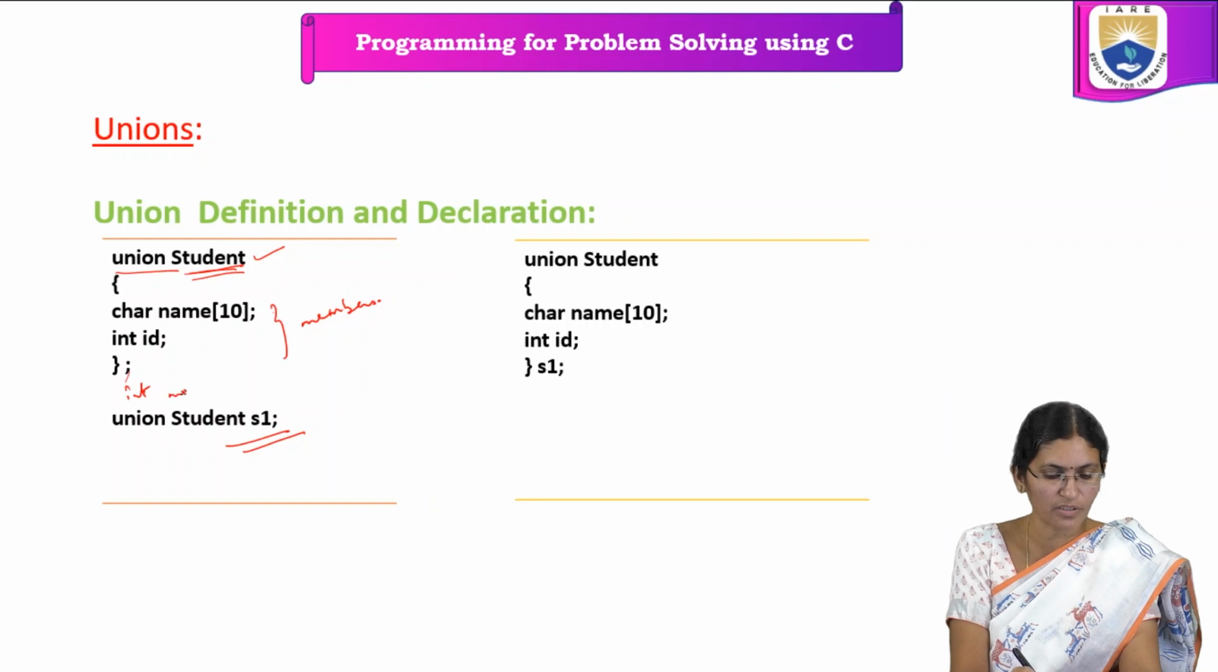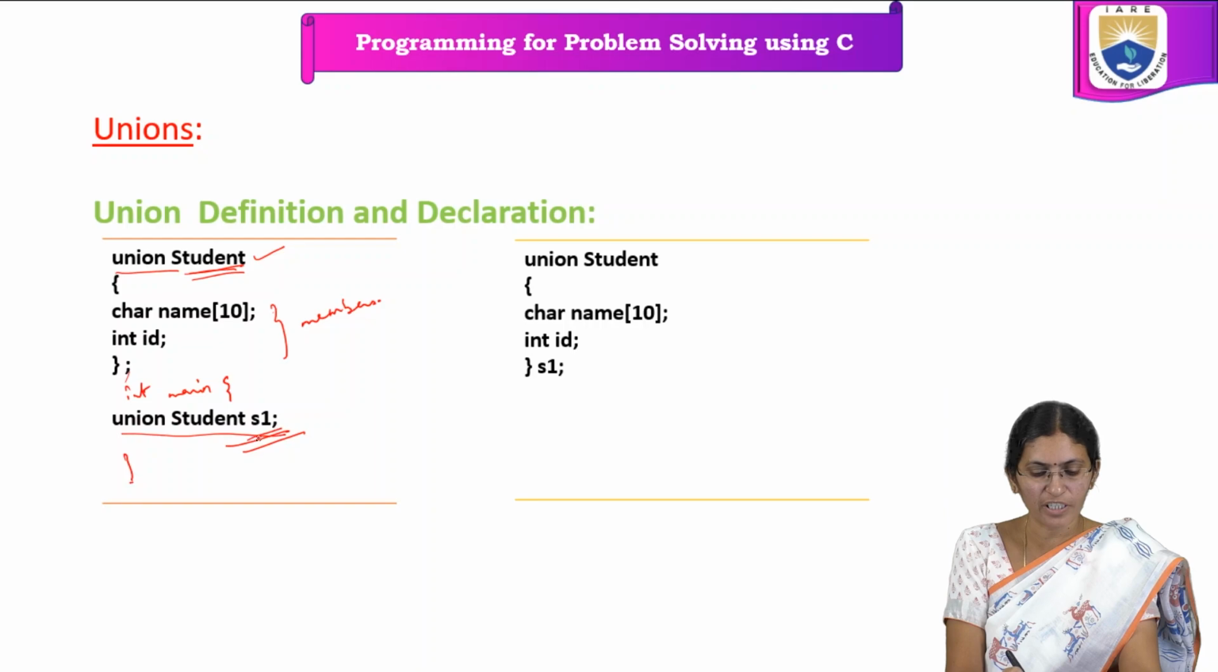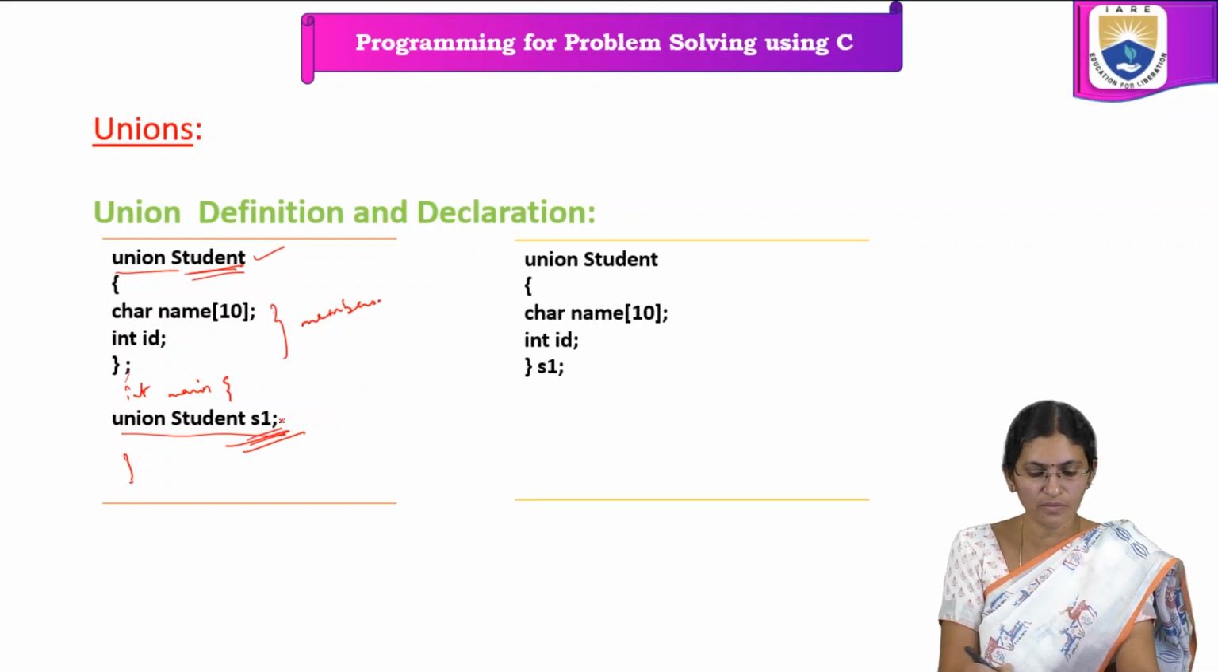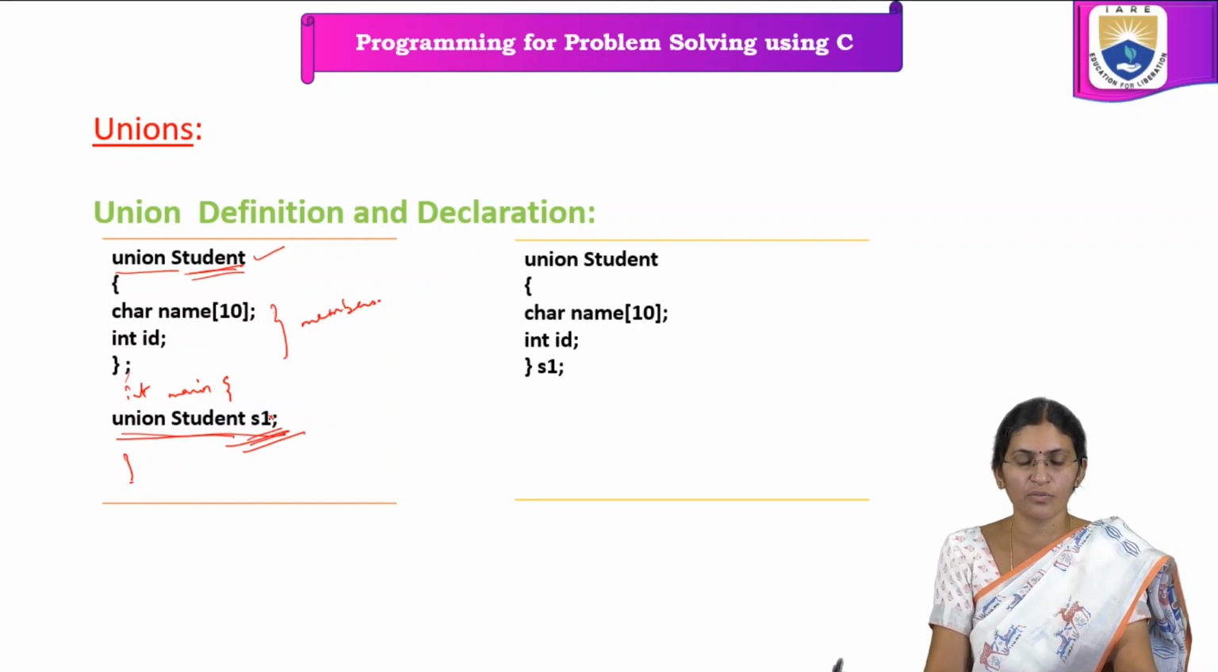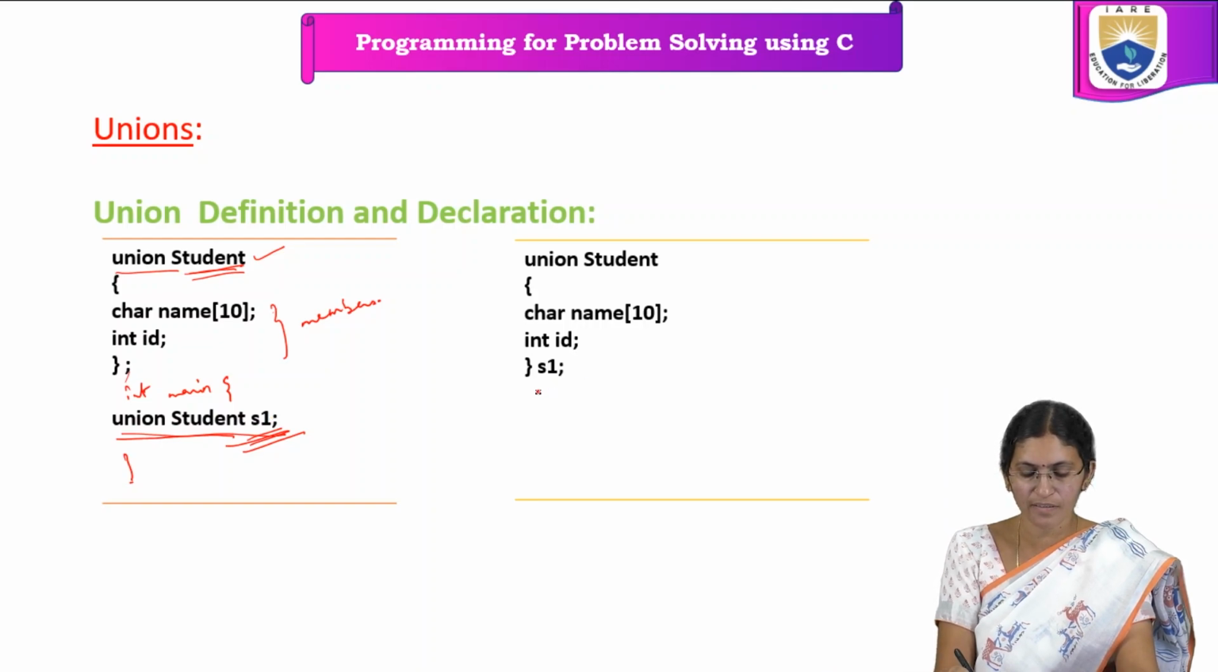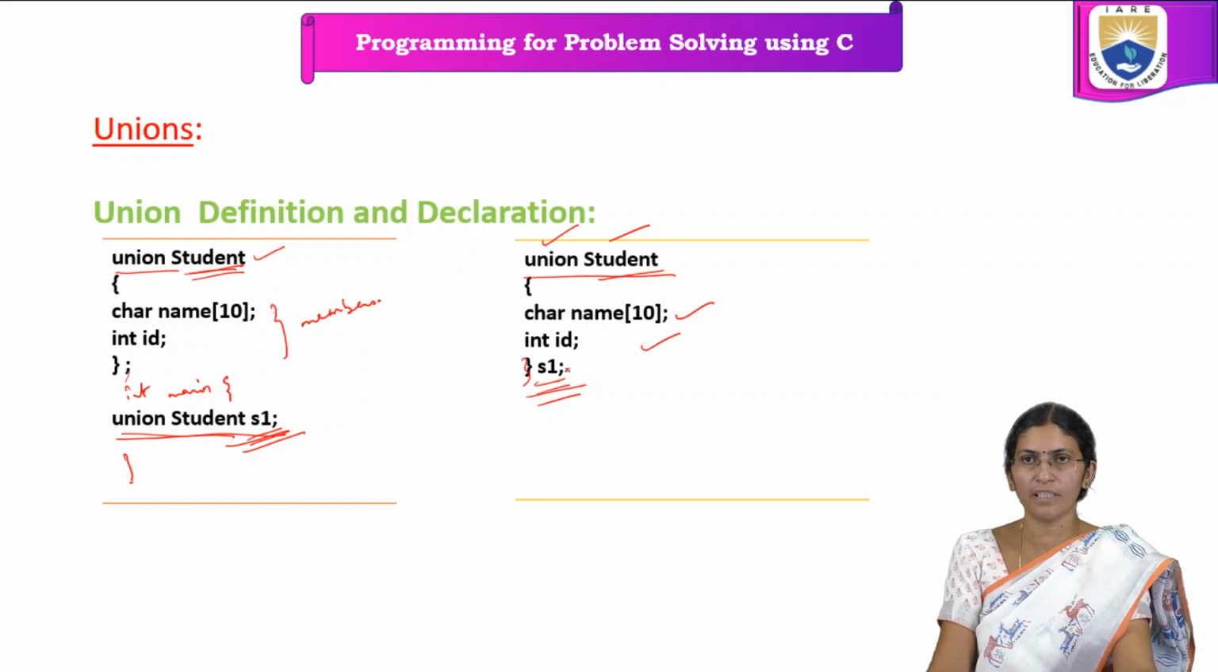Then inside the main function, we can declare the variables. The name of the variable is S1, and it belongs to the data type union student. This is another way in which we can declare a variable of this union: union student, where union is the keyword and student is the name of the union. Inside the curly braces we specify the members, and right after that we can write the variable name, followed by a semicolon.